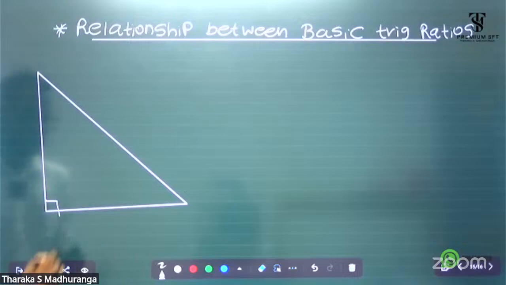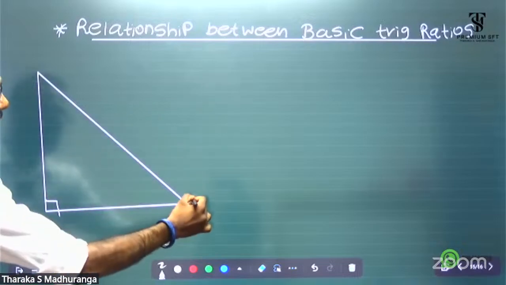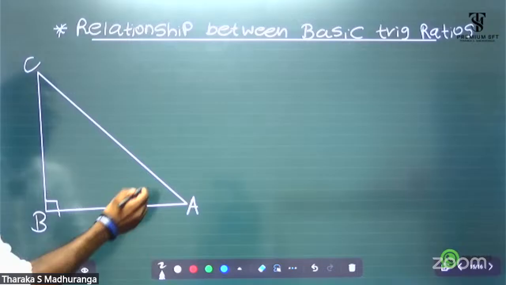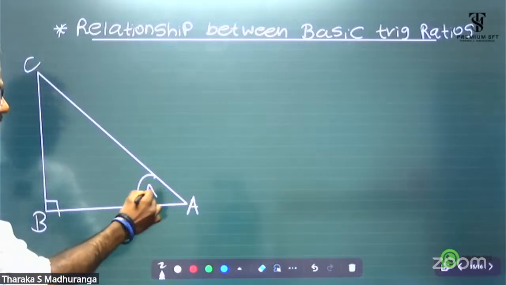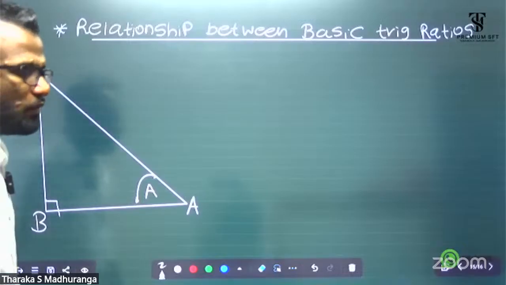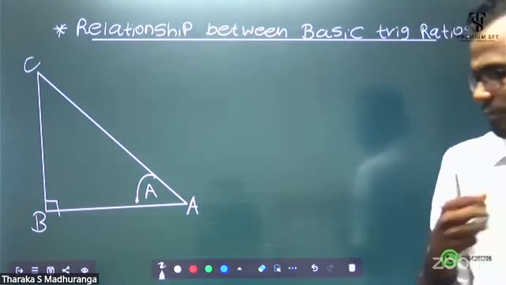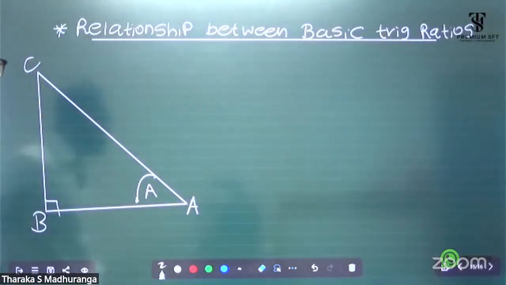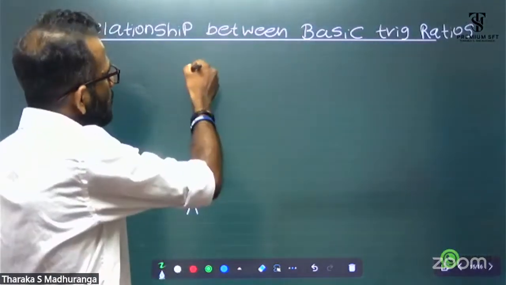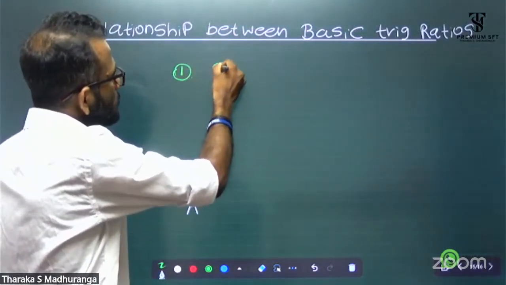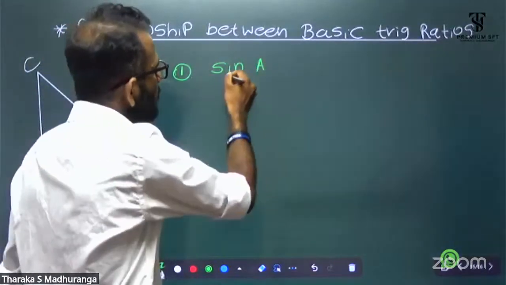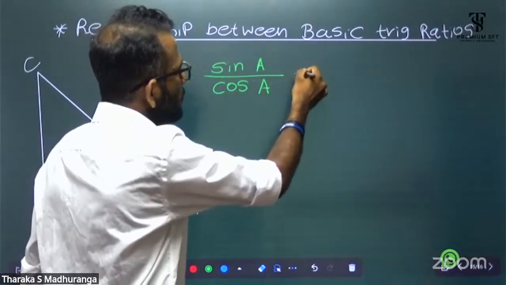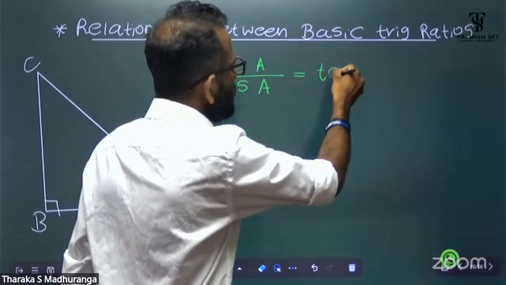Okay, this is a standard right angle triangle. Think it is A, B, and C. This angle A. Okay, our first relationship: sine A over cos A. If you divide sine A by cos A, our answer should be tan A.